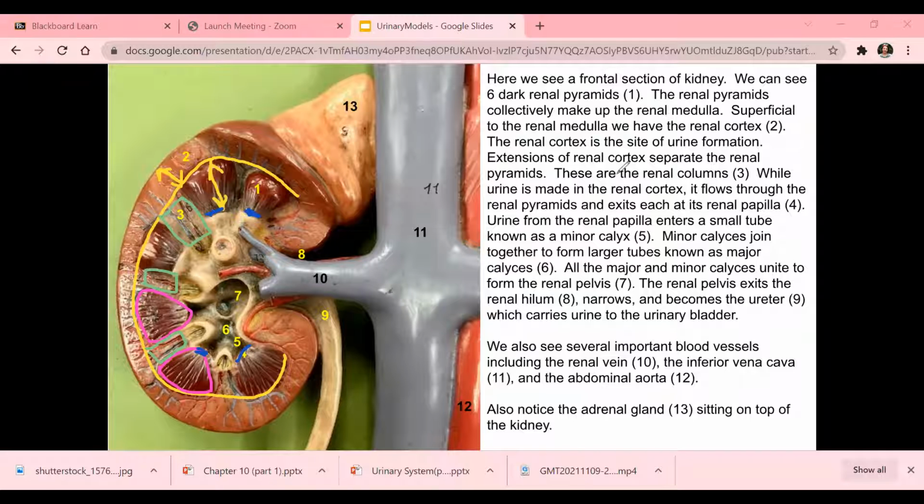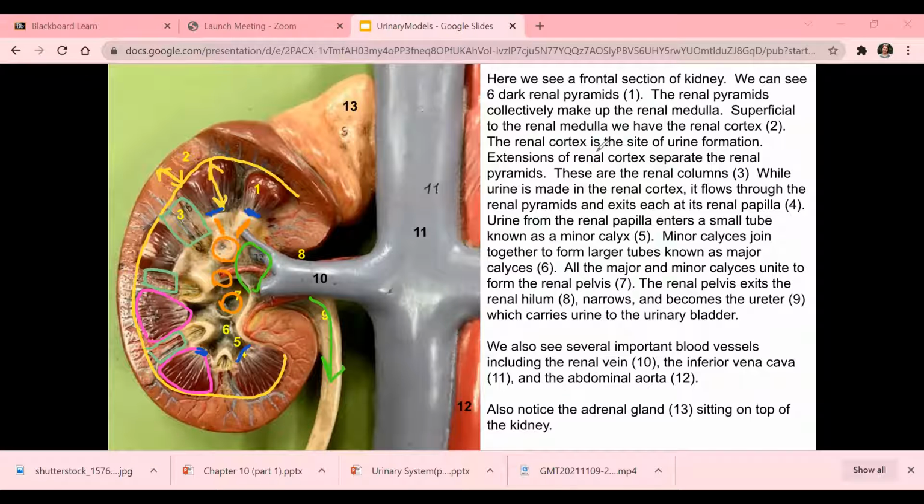The pores which we have here are called renal papilla, and the renal papilla bring the urine into the minor calyx. Minor calyces combine together and make major calyx, and two or three major calyces in our kidneys can make renal pelvis. And then the renal pelvis continue with the ureter. These are the parts which we can see in this picture.